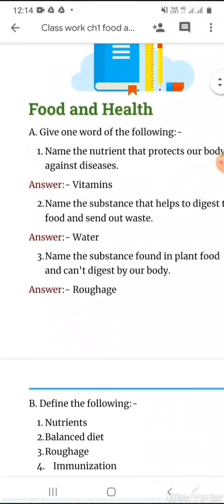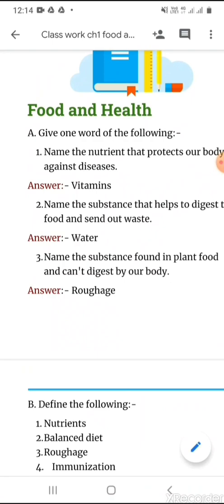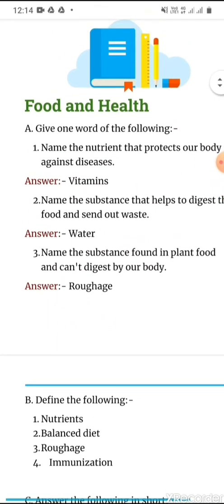And the homework for you is you have to see the video again and you have to define the following. First one, you have to define nutrients. What are nutrients? Second one, balanced diet. Third one, roughage. Fourth one, immunization.